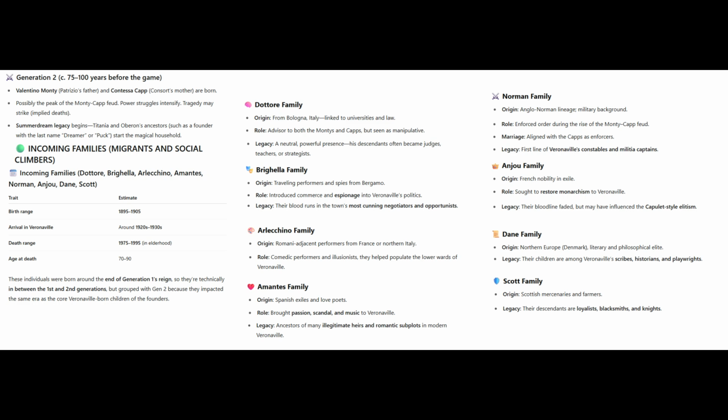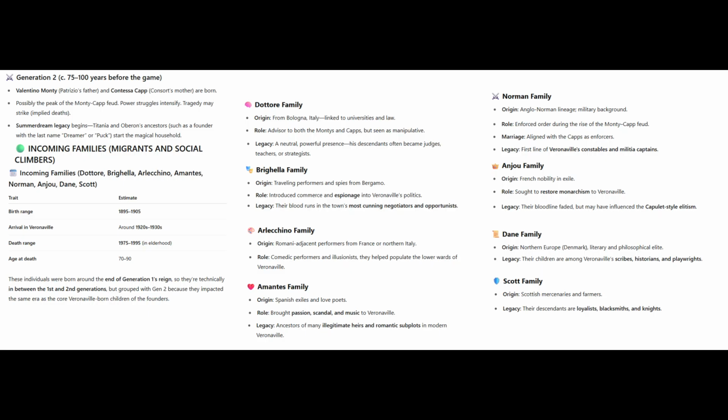But according to at least Cornwall and Albany's memories, heck, even their in-laws' memories of those people I just mentioned, there's no indication that they met their grandchildren. So with this in mind, ChatGPT and I assume that they're actually older than the core Generation 2, with their birth range being from 1895 to 1905, and they are arriving to Veronaville around the 1920s to 1930s.